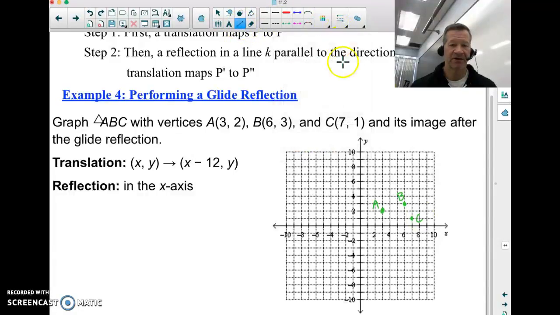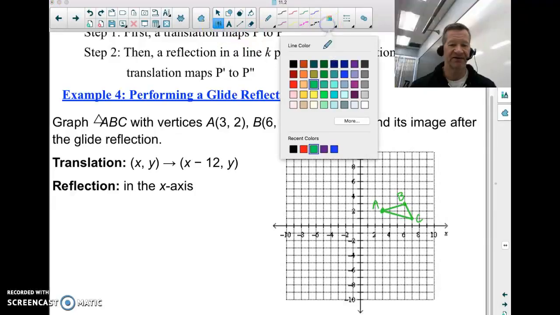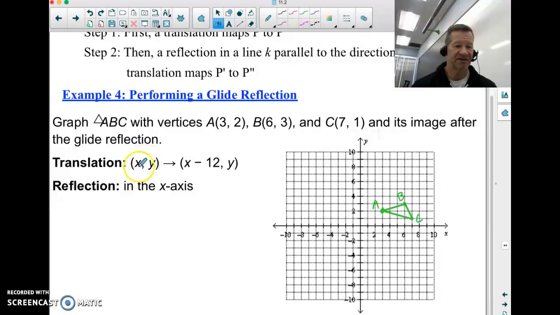Now let's draw the sides of that triangle. There's A to B, B to C, and then C back to A. And there's our triangle. Now we want to translate this first. So look at the translation rule. The translation rule says to move all points (x, y) to (x minus 12, y). Well, if we're subtracting 12 from the x values, we have to move them 12 to the left.